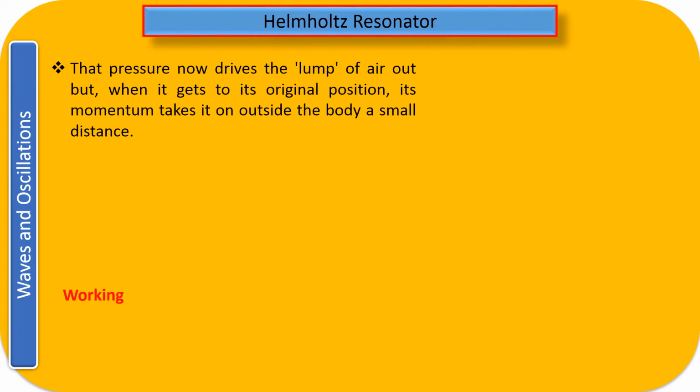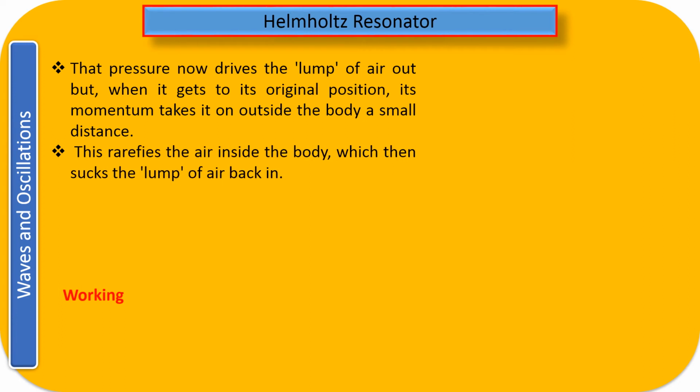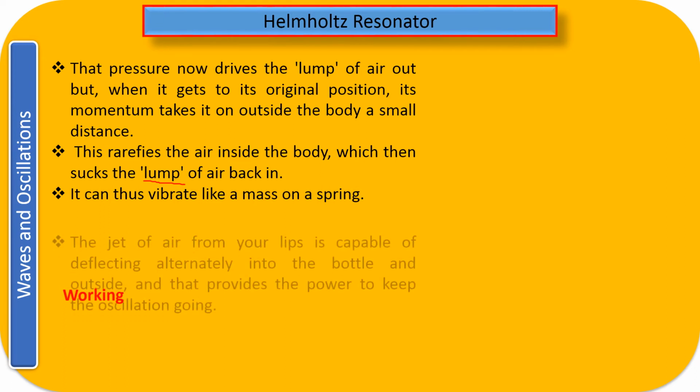So some of the air is coming out of the bottle through that neck, and it is going to move a small distance above the neck. This rarefies the air inside the body, which then sucks the lump of air back. So since the volume inside has got less, right? Because of that, the pressure inside the bottle has decreased. So somehow you have got some little vacuum, and because of that vacuum, the air is again being sucked back, right? And this is how the oscillations are being generated. It can thus vibrate like a mass on a spring.